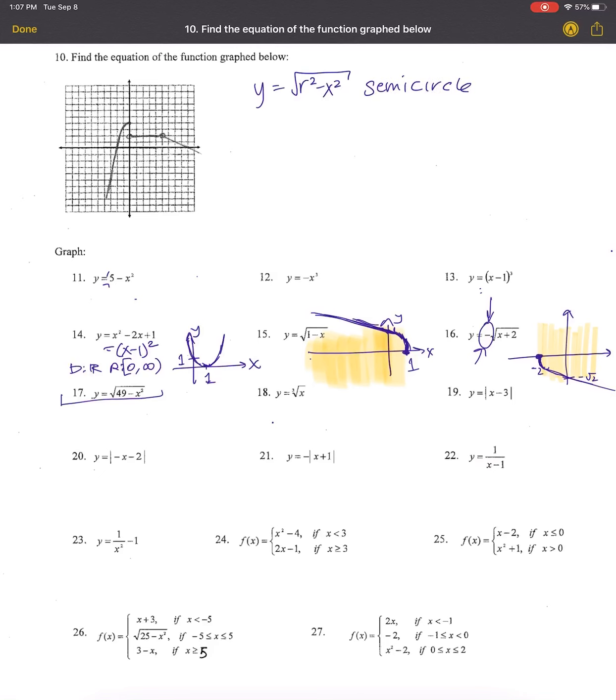So for number 17, this is specifically a semicircle with radius, well, the r squared is 49, so what's r? r is 7. So it's centered at the origin, and it's the positive square root, so I'm just going to draw a semicircle to the best of my ability. And I'm going to label it to go from -7 to 7, and I can see my domain is from -7 to 7, and my range is from 0 to 7.